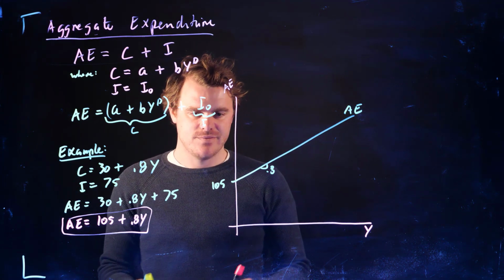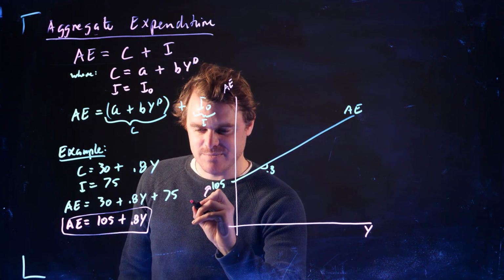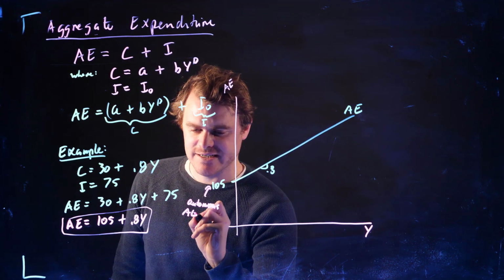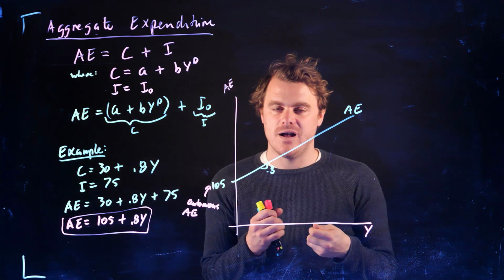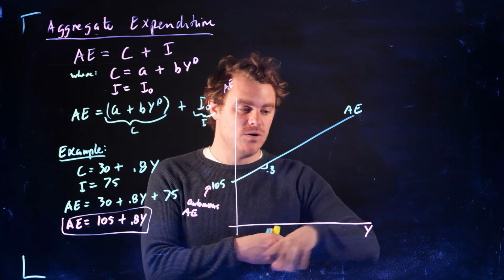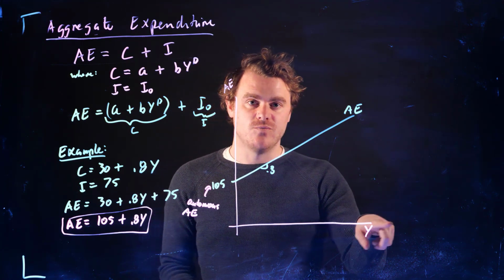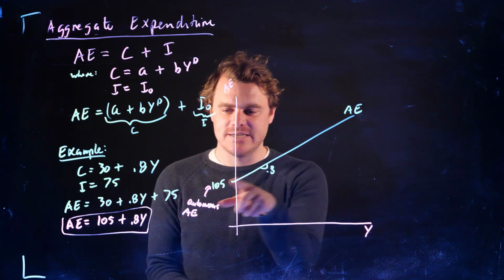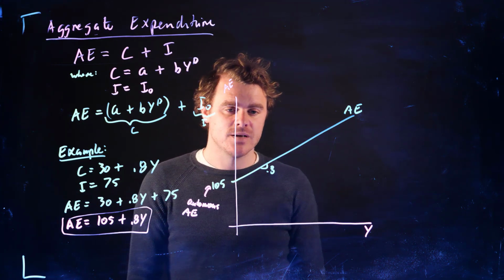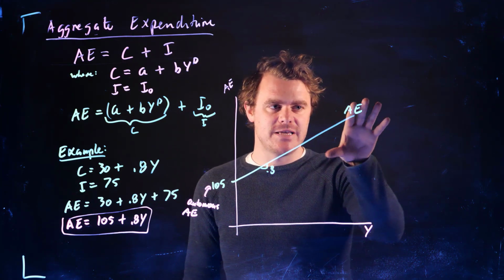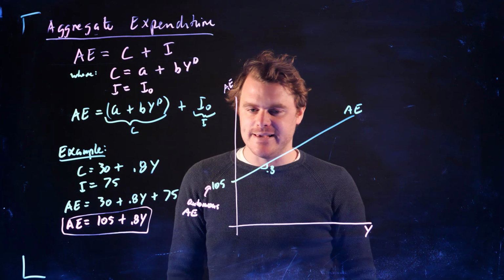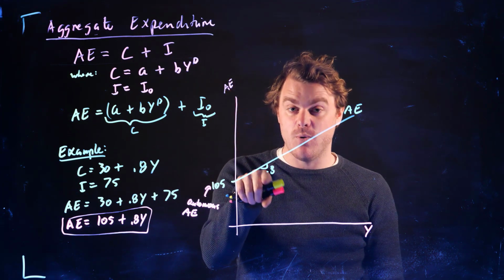So think of this 105 as being autonomous aggregate expenditure. It's the amount of desired aggregate expenditure regardless of the value of y, right? Even if the actual y is 0, our autonomous amount that we're spending is 105. And the induced part is going to be the part that's due to this relationship between y and AE, which is really captured in this 0.8.